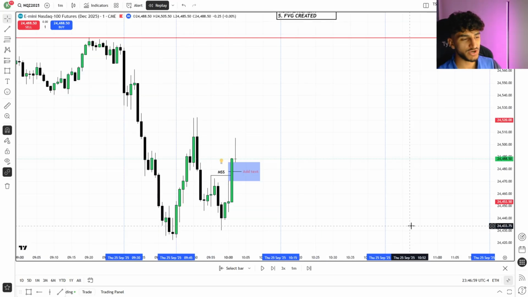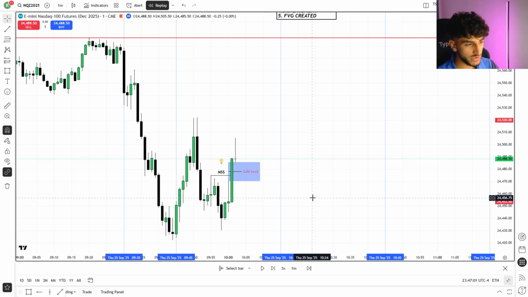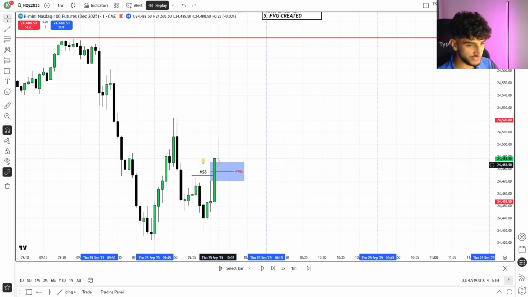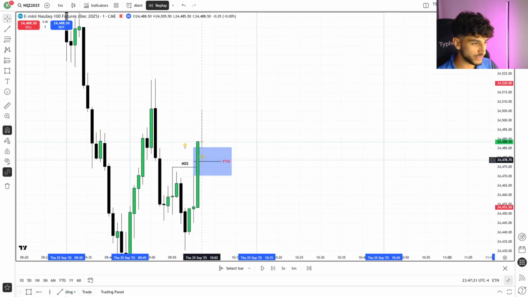Now, following that market structure shift and displacement to the upside, we are going to be looking for a fair value gap. And why we're looking for a fair value gap is because that fair value gap is going to be our entry point. And not exactly the fair value gap itself, but a retracement into the edge of that fair value gap. But as we can see right here, this displacement candle has formed and we do get a fair value gap right here.